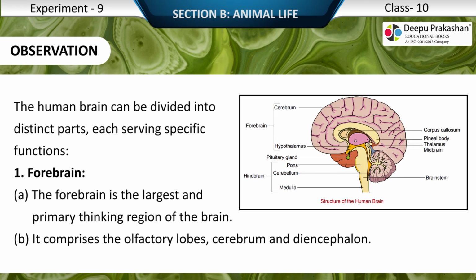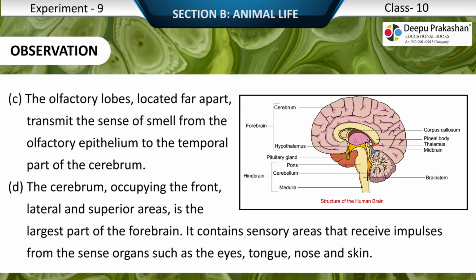Observations: the human brain can be divided into distinct parts, each serving specific functions. 1. Forebrain. A. The forebrain is the largest and primary thinking region of the brain. B. It comprises the olfactory lobes, cerebrum, and diencephalon. C. The olfactory lobes, located far apart, transmit the sense of smell from the olfactory epithelium to the temporal part of the cerebrum. D. The cerebrum, occupying the front, lateral, and superior areas, is the largest part of the forebrain.